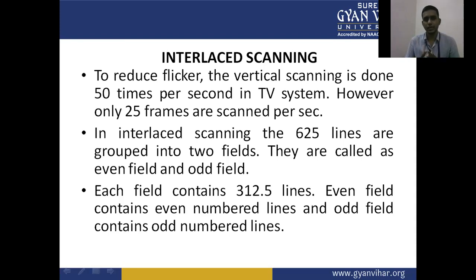In interlaced scanning, the 625 lines are grouped into two fields. They are called the even field and the odd field. Each field consists of 312.5 lines. The even field contains even-numbered lines. The odd field contains odd-numbered lines. So the total 625-line system is divided into two fields, even and odd fields. Each field consists of 312.5 lines.